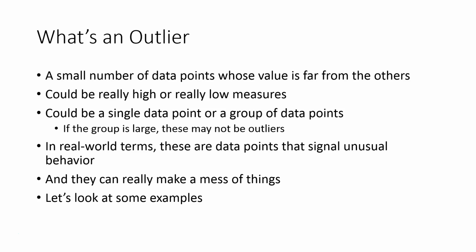So an outlier is typically something that stands on its own, or a couple of data points that stand on their own. In real world terms, these are just data points that signal unusual behavior. If you're looking at the average life expectancy of a series of countries, and you find a country where conditions aren't quite as good as the other countries, so its average life expectancy is far, far lower, that one might be an outlier.